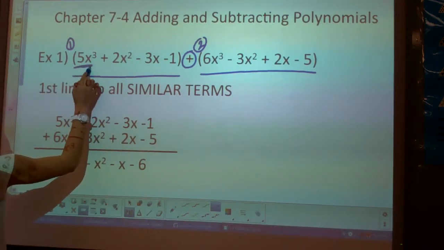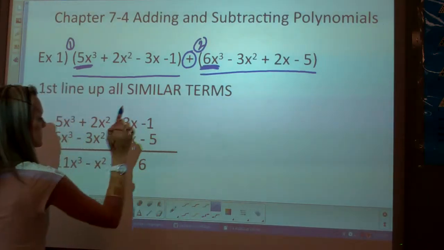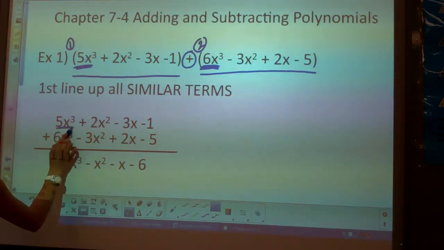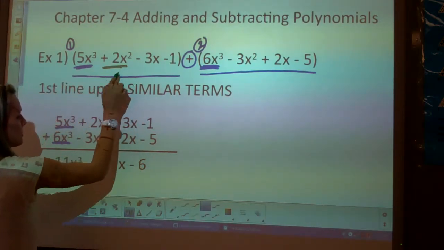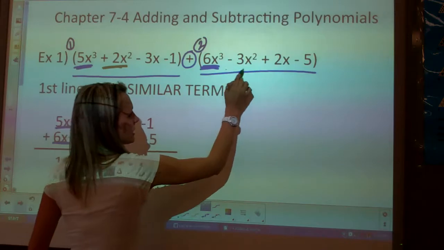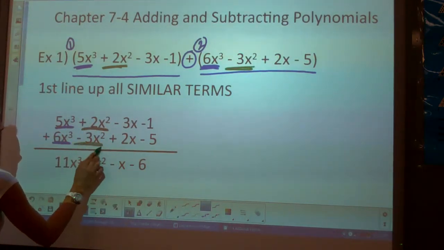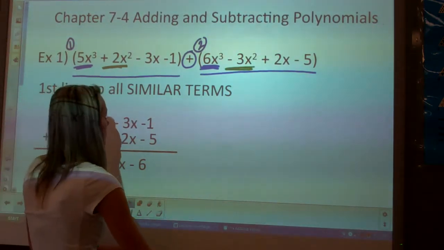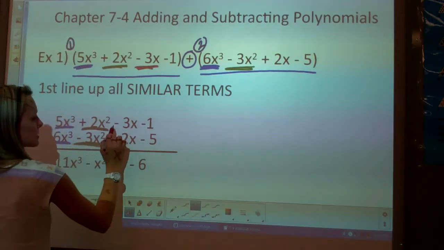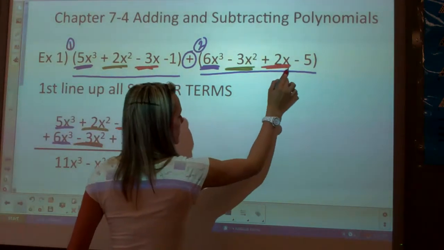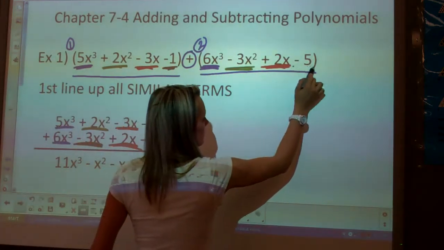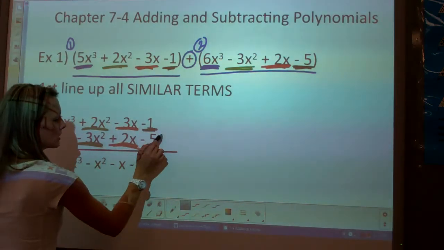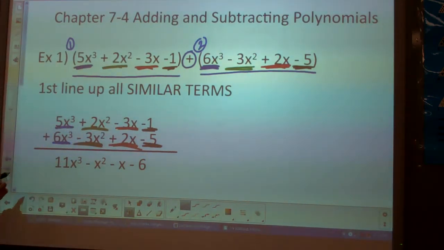So we have 5x cubed plus 6x cubed. So those go in our first two spots. Plus our 2x squared and our negative 3x squared go in our second two spots. Our minus 3x and our plus 2x go in the third. And then minus 1 and a minus 5 go in the last two spots. And we are adding these two.